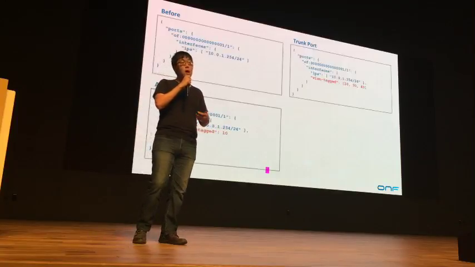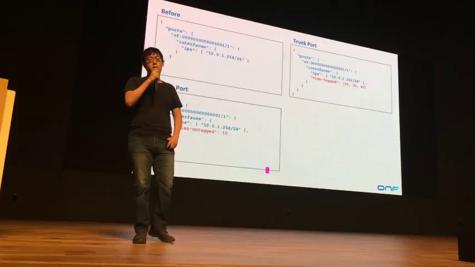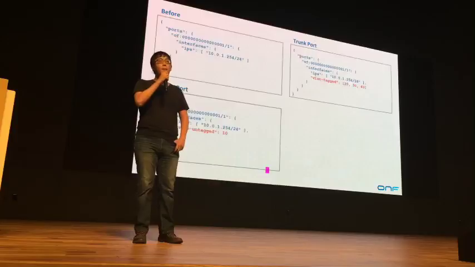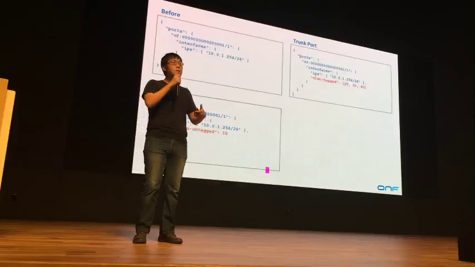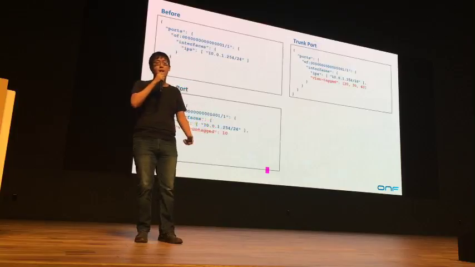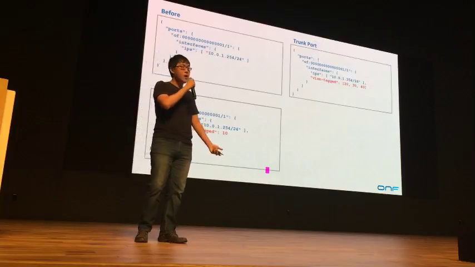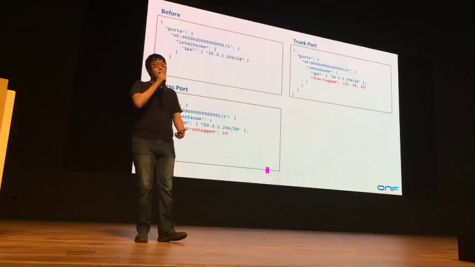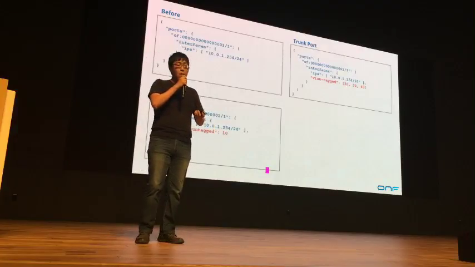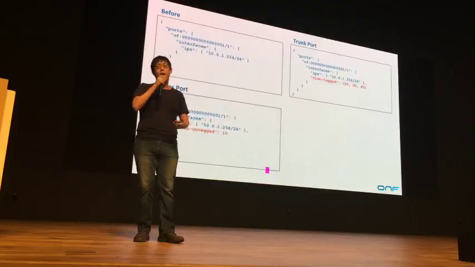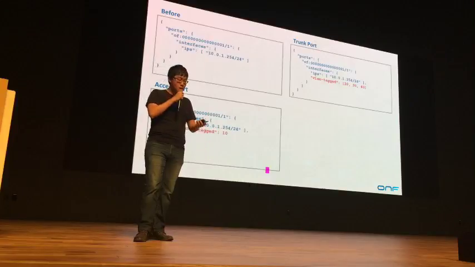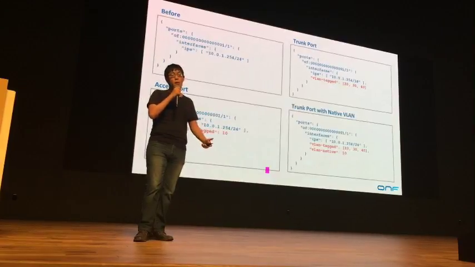We also support trunk port with this VLAN tagged configuration. This basically means that I expect the packets coming into this port to come with the VLAN tag 20 or 30 or 40, and then the fabric will keep the VLAN untouched and just send it out. But what if we want a mixture of trunk port and we also want to accept untagged traffic? So we also implement the trunk port with native VLAN.